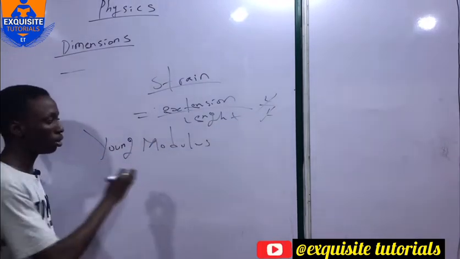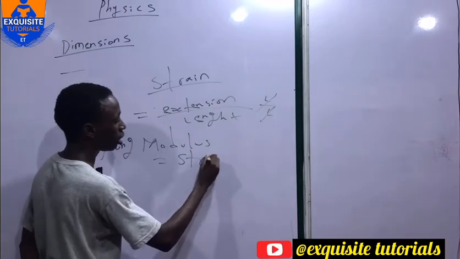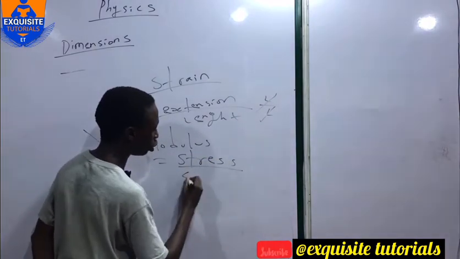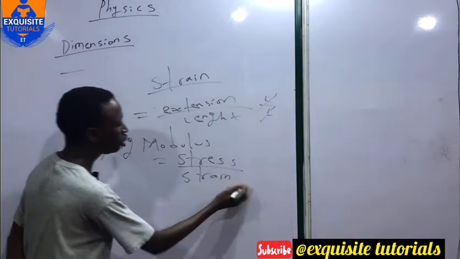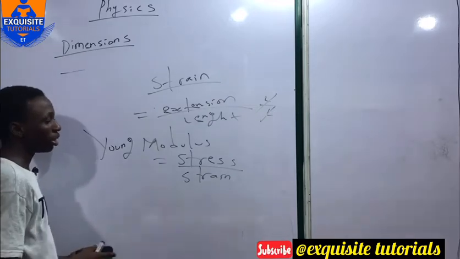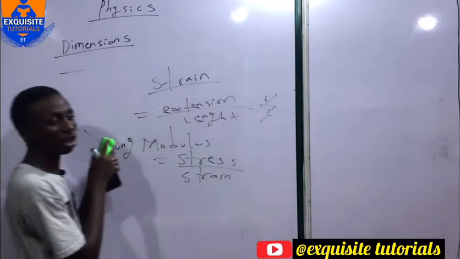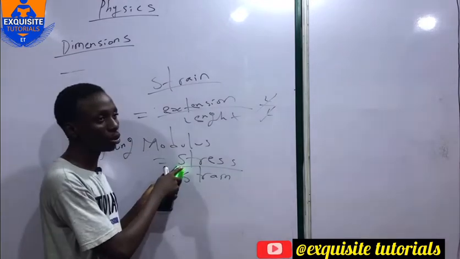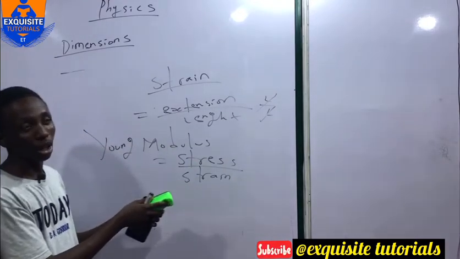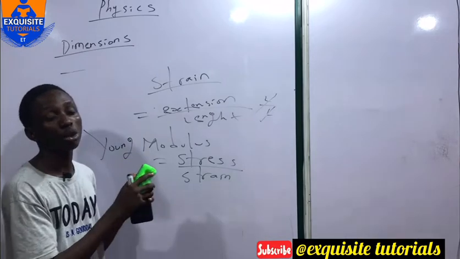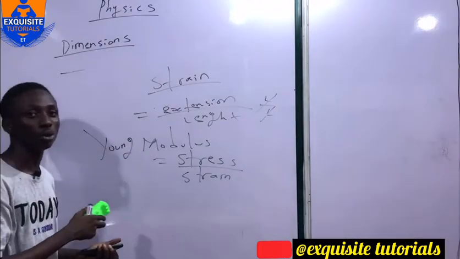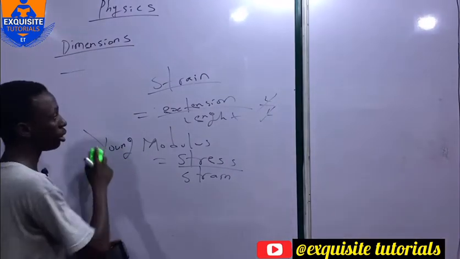Now Young modulus is equal to stress over strain. Since strain is dimensionless, we can say the dimension for Young modulus is equal to the dimension for stress. Now the dimension for stress is also equal to the dimension for what? Pressure. I think I've done that before, so you can just go back and view the example.